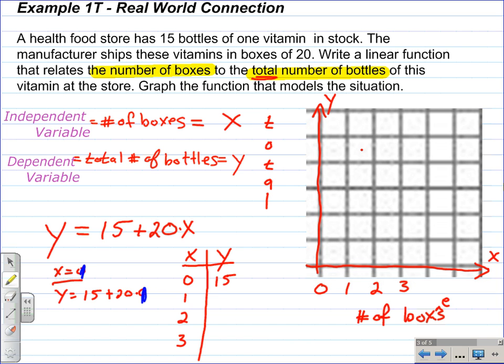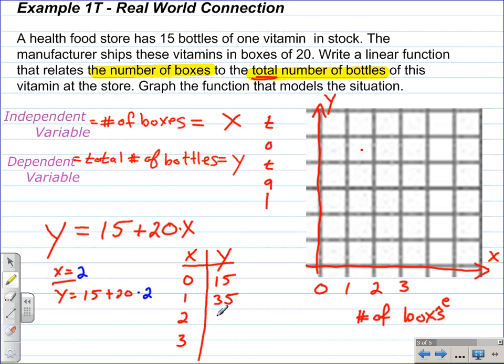So that would give me the next value. I think I said 25. I meant to say 35. And again, we would change this 1 to a 2, my next value in the table. So when x is equal to 2, I substitute 2 in for x. 2 times 20 is 40. 40 plus 15 is 55.